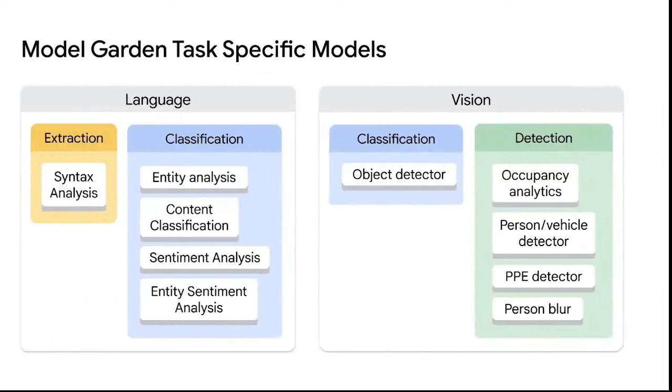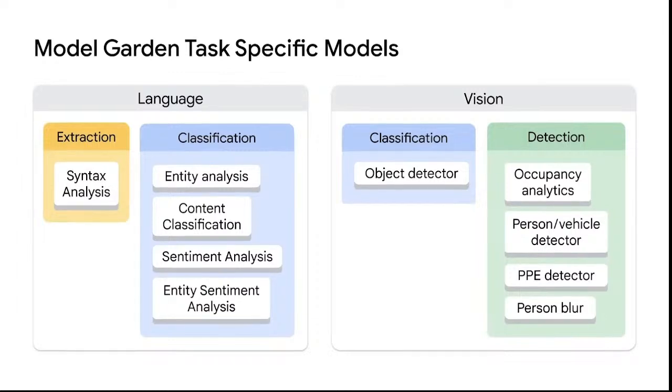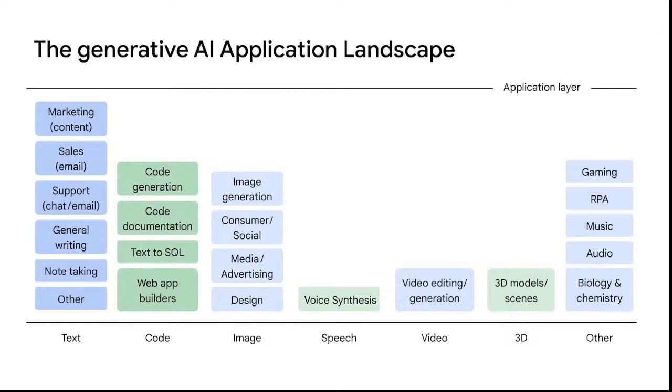Let's say you have a use case where you need to gather sentiments about how your customers are feeling about your product or service. You can use the classification task sentiment analysis task model. Same for vision tasks. If you need to perform occupancy analytics, there is a task-specific model for your use case. So, those are some examples of foundation models we can use.